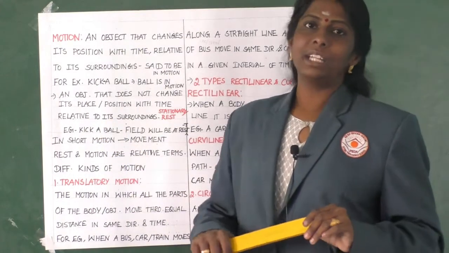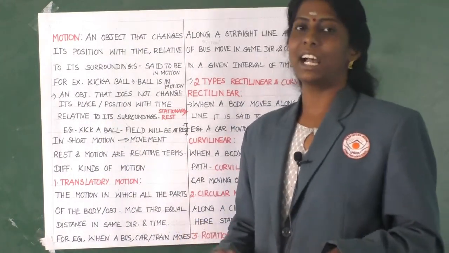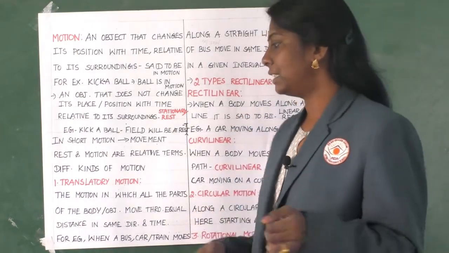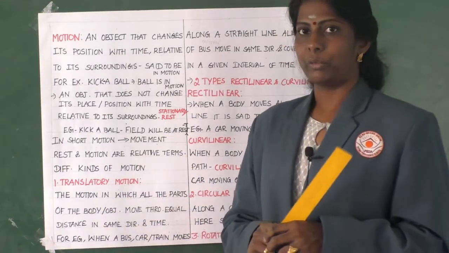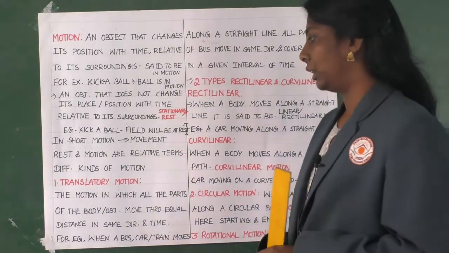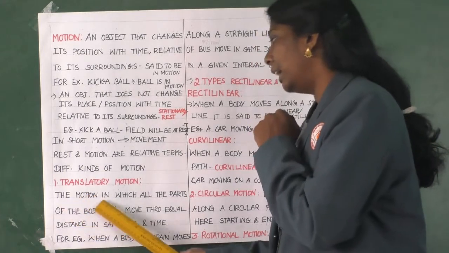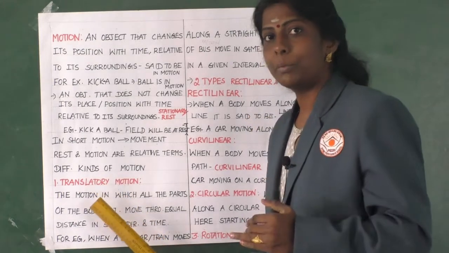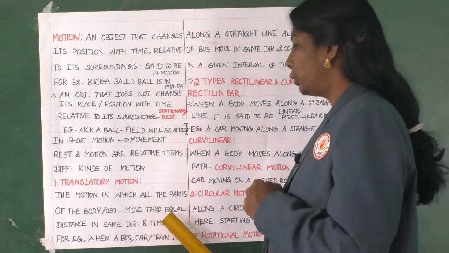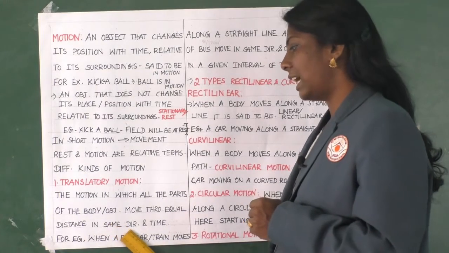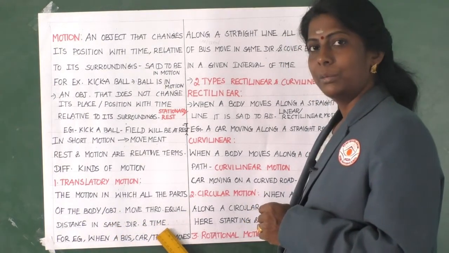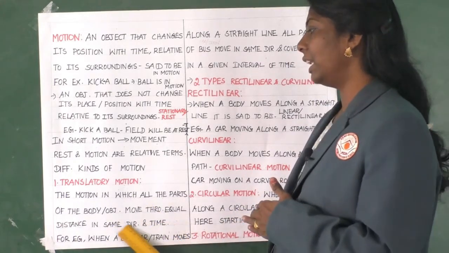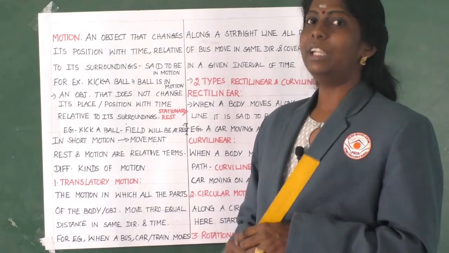Then the next thing is about the different kinds of motion. There are different kinds of motion, and we are going to learn about those different types. The first type is translatory motion. What is that? Translatory motion. The motion in which all the parts of the body or object move through equal distance in the same direction and time is said to be translatory motion.